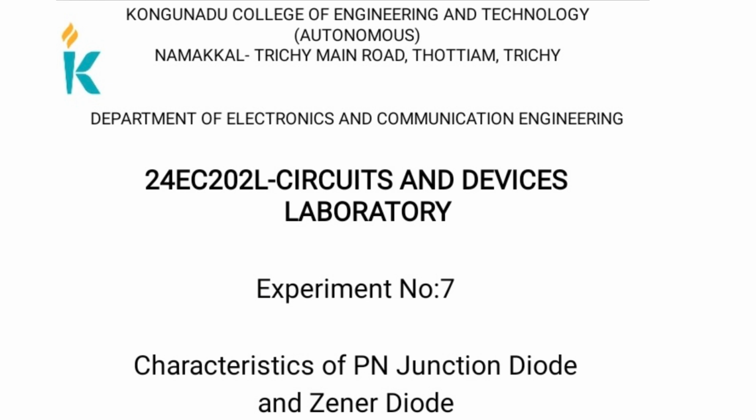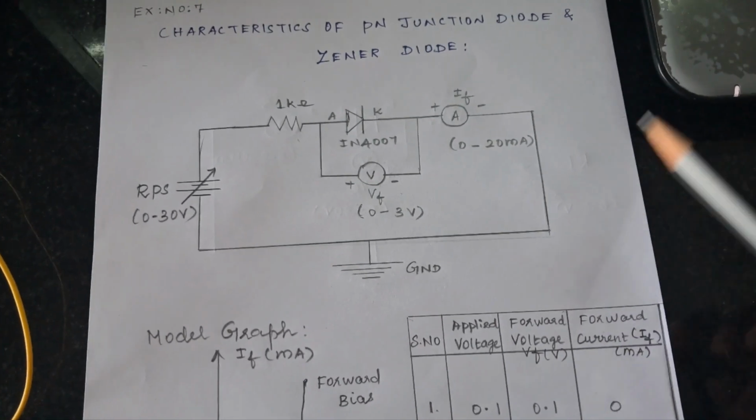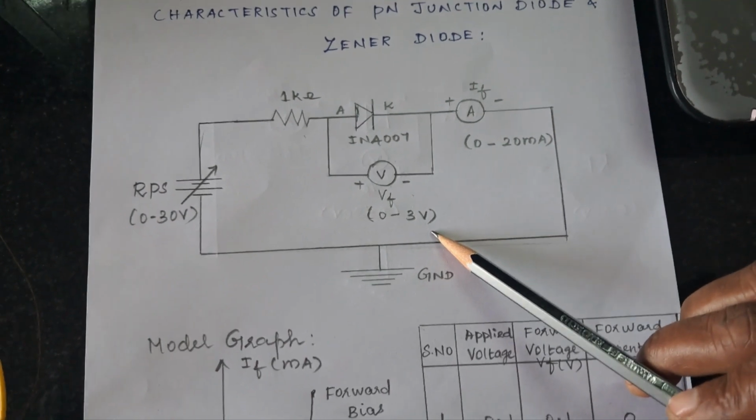The subject code is 24EC202L Circuits and Devices Laboratory. Experiment number 7: Characteristics of PN junction diode and Zener diode. Let us see the circuit diagram. This is our circuit diagram.